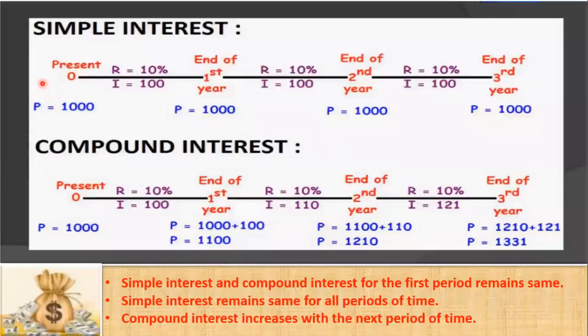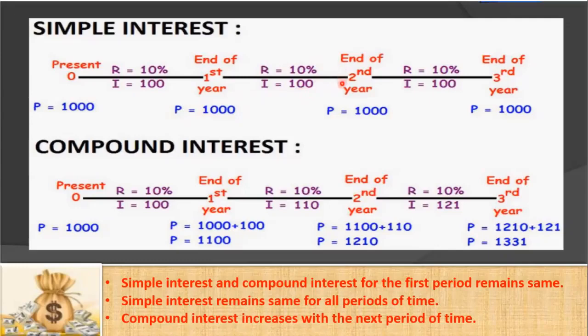The difference between simple interest and compound interest will be clear in this example. For simple interest, in the beginning, if we take principal as 1000 rupees, then for the first year, rate is 10%. So according to 10%, interest will be 10% of 1000, that is 100. At the end of first year, again the principal will be the same, that is 1000. For second year, rate is 10%, that is 10% of 1000. Interest will be 100 rupees.